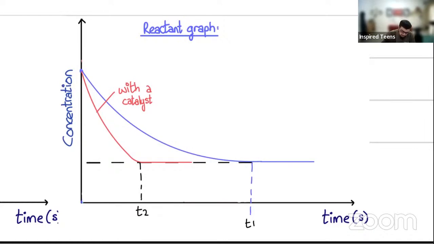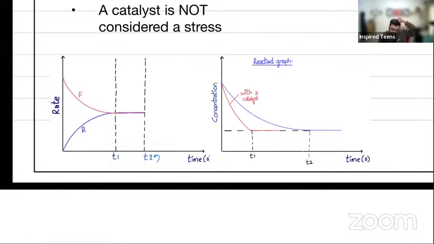Okay, so let's just call this time 1 and T2. Please, time 1 and time 2 doesn't mean 1 and 2 seconds. It's just the first time interval and the second time interval. So the first time interval would definitely be faster. T1 is definitely lower than T2. So a catalyst basically reaches equilibrium faster.